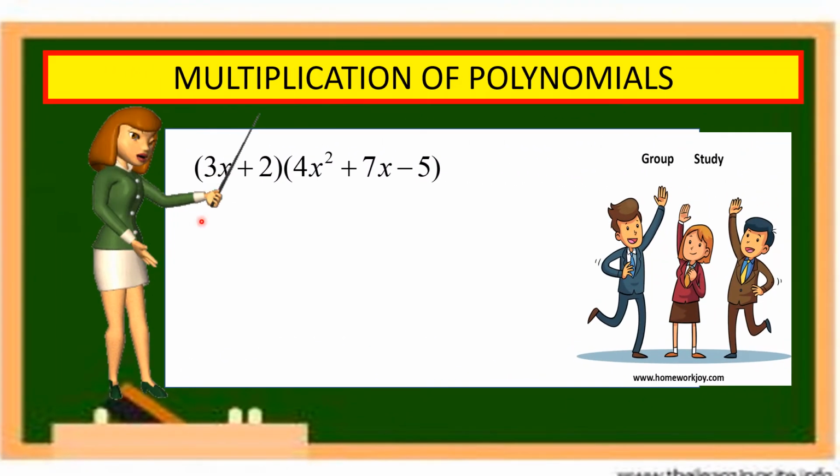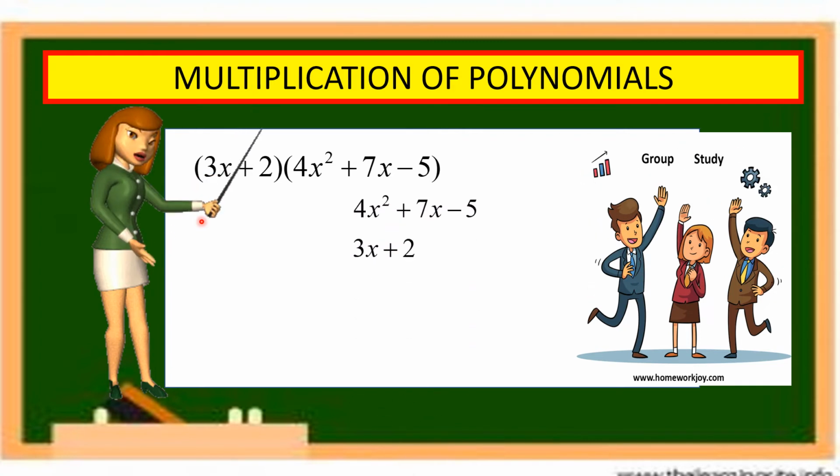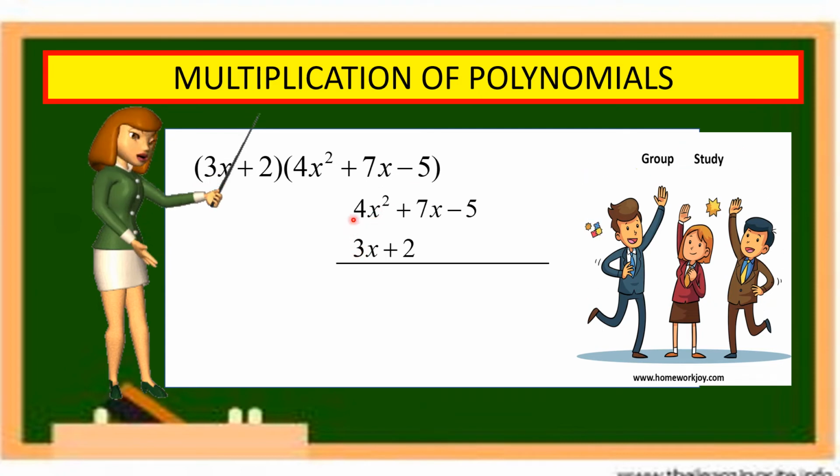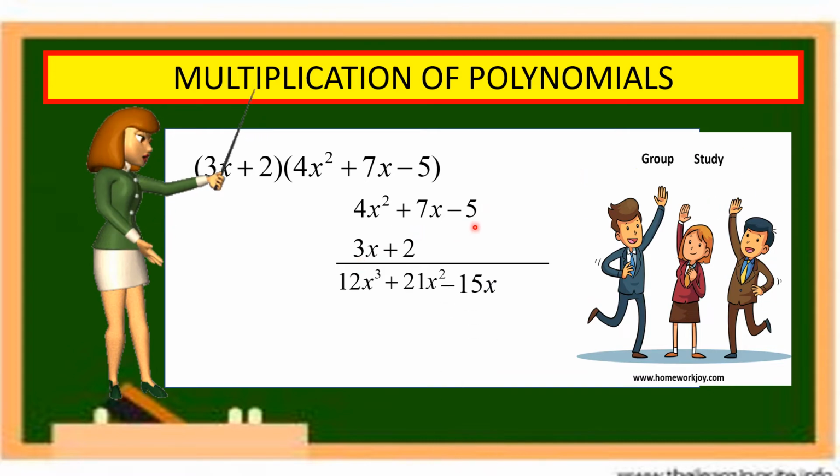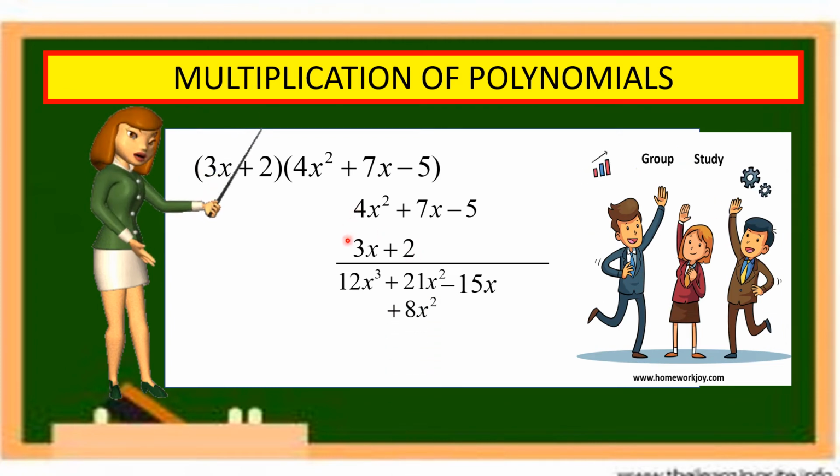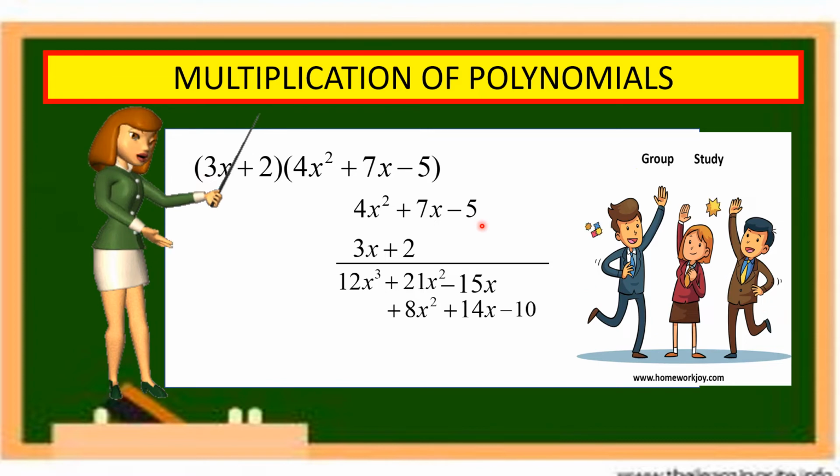Now we will multiply 3x plus 2 times the quantity of 4x squared plus 7x minus 5. We have our given. 3x times 4x squared equals 12x cubed. 3x times 7x is 21x squared. 3x times negative 5 is negative 15x. 2 times 4x squared equals 8x squared. 2 times 7x is 14x. And 2 times negative 5 is negative 10.